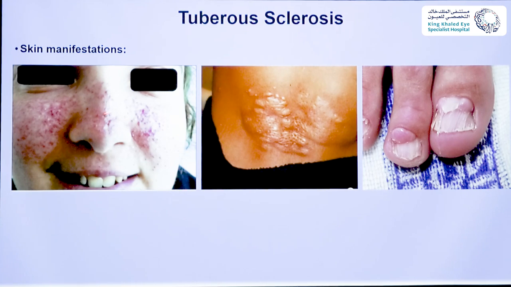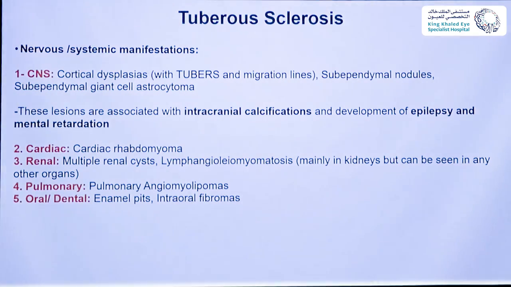So just remember angiofibroma in tuberous sclerosis, neurofibroma in NF1 or 2. This is an angiofibroma, and taking that butterfly distribution, you can see it as nodules with vascular telangiectasia around it. This is the shagreen patch, which again indicates flesh that is not smooth, or rough. Usually you can see it in the lower back, and this is the ungual fibroma, which develops at the nail. It has many things in the nervous or systemic manifestations.